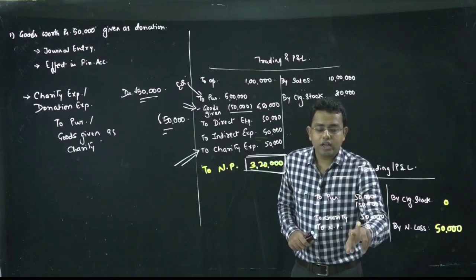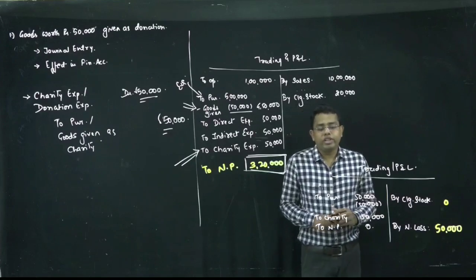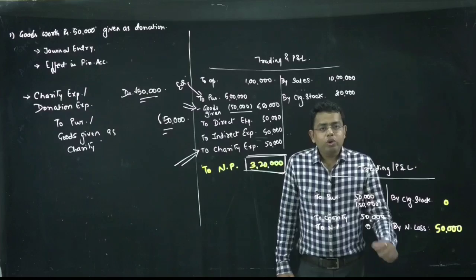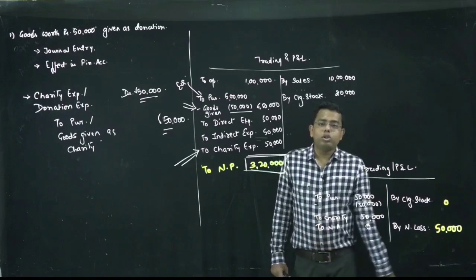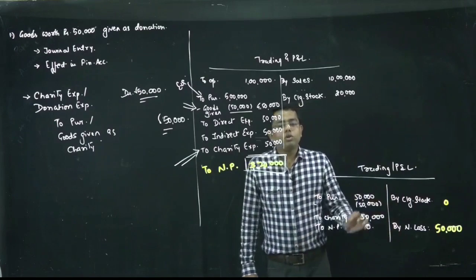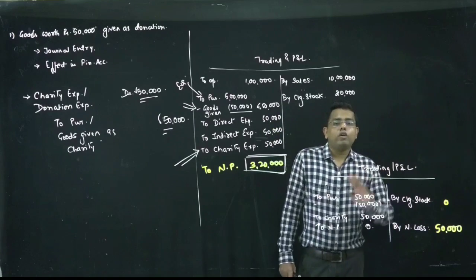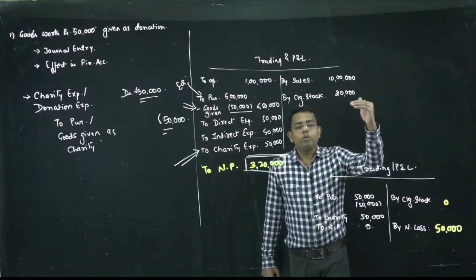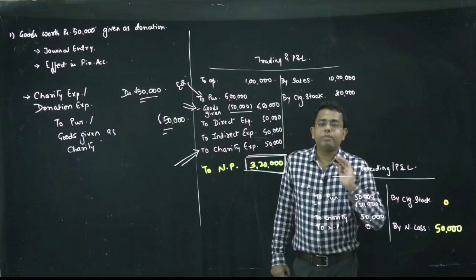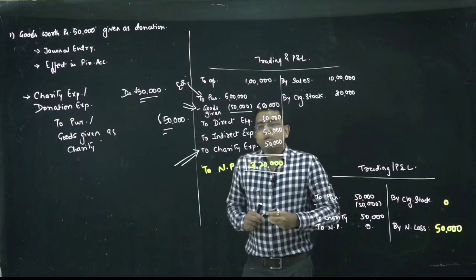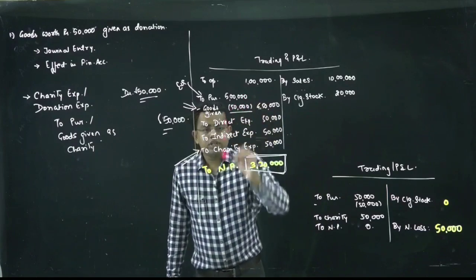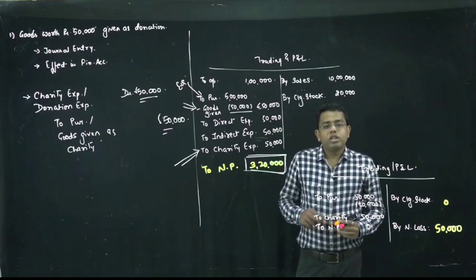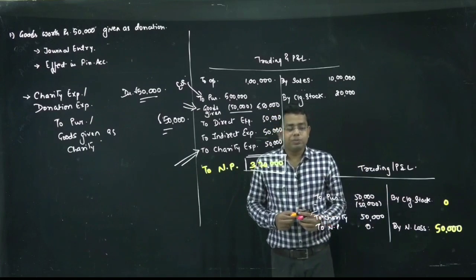If I am not putting this entry, my gross loss turns out to be 50,000. That means I don't know how to sell. But do you think I have incurred the loss as I don't know how to sell? No, I have incurred the loss because I have given certain goods free of cost. So that loss should not be booked in my trading account, but in my profit and loss account. Hence, we are reducing that from purchase and bringing it down to charity expense in our P&L account. Are you getting this?